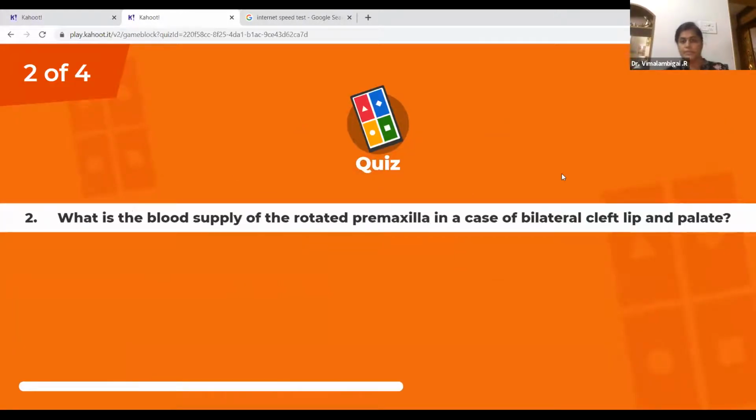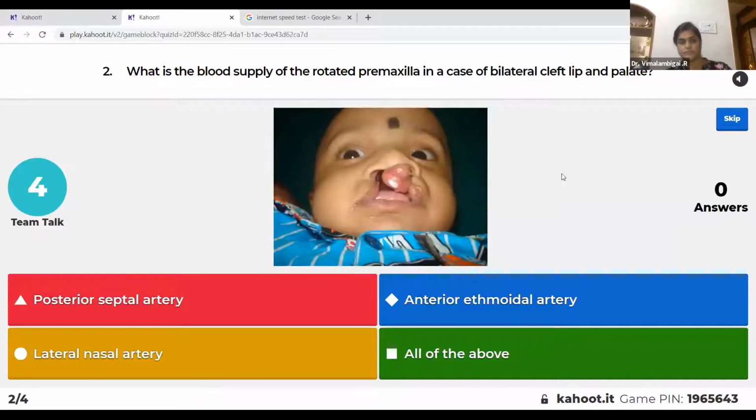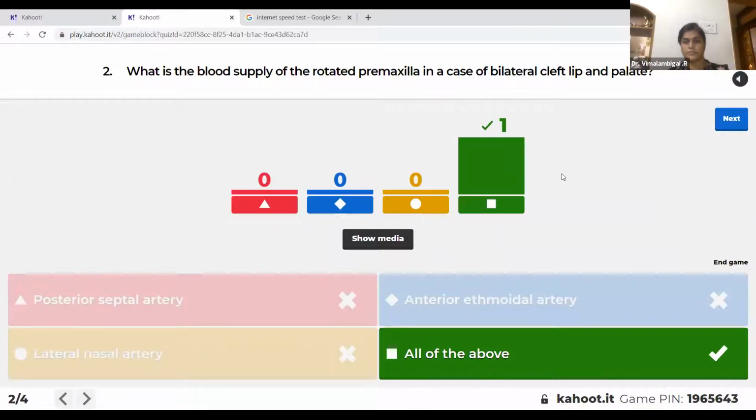What is the blood supply of the rotated pre-maxilla in case of a bilateral cleft lip and palate? So is it the posterior septal artery, anterior ethmoidal artery, lateral nasal artery, or all of the above? Doctor, yes, it's all of the above. Okay, so it's supplied by all 3 of the arteries. Next question.